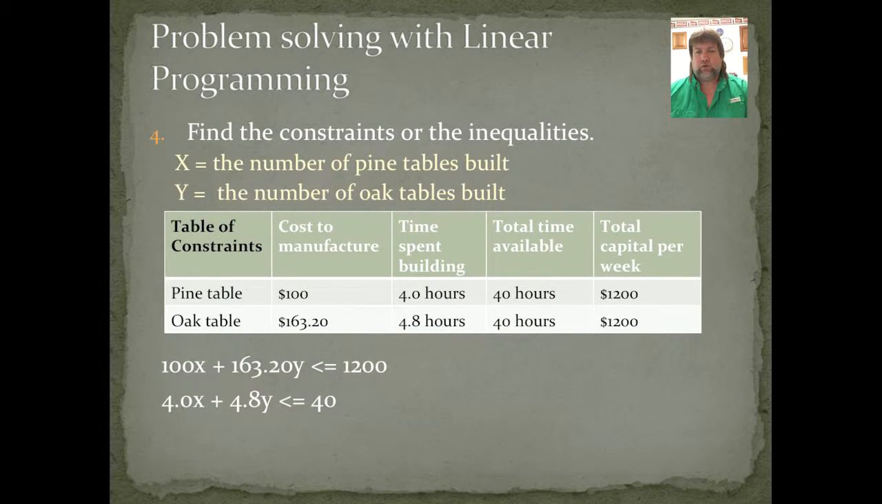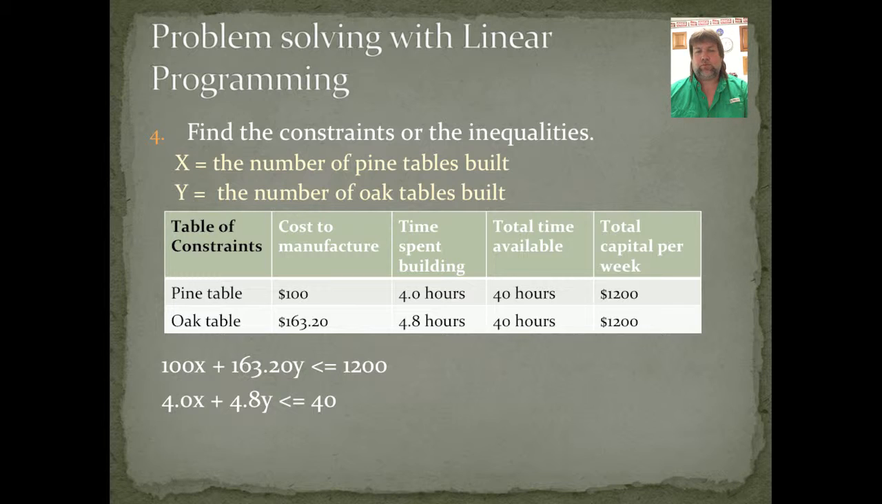100x plus 163.20y is less than or equal to 1200 as the constraint that we have on the money, as it costs $100 to manufacture the pine table, and $163.20 to manufacture the oak table, and we only have $1,200 total.